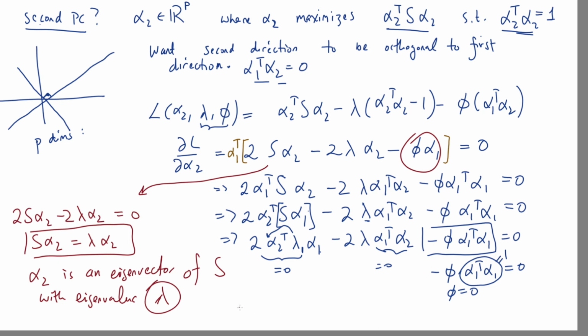Okay, so in general, just to be really clear, the variance captured on the second principal component is equal to lambda 2. So what is the variance on the second principal component? It's this, which is just equal to, so S alpha 2 is lambda 2 alpha 2. So this is equal to lambda 2, just like before. And so the variance on the second principal component is the second eigenvalue. So you can see that the eigenvalues are actually giving you the variance explained by each principal component.